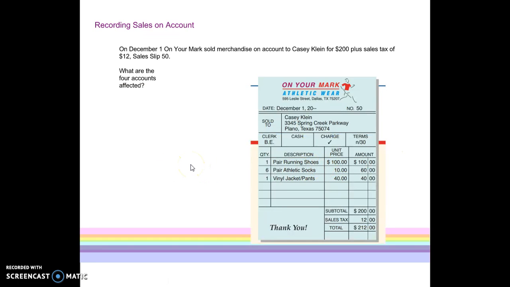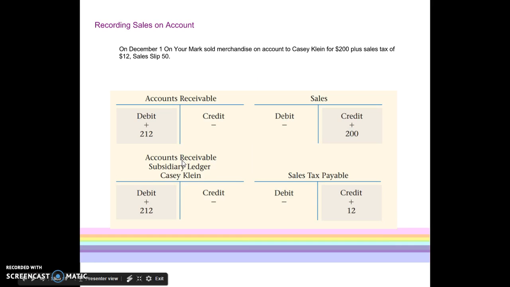Let's take a look at recording sales on account. If we had the sales slip on December 1st, Your Mark sold merchandise on account to Casey Klein for $200 plus sales tax of $12, sales slip number 50. This is the exact same sales slip that we looked at for the cash transaction. So the question then becomes, what are the 4 accounts that are affected?